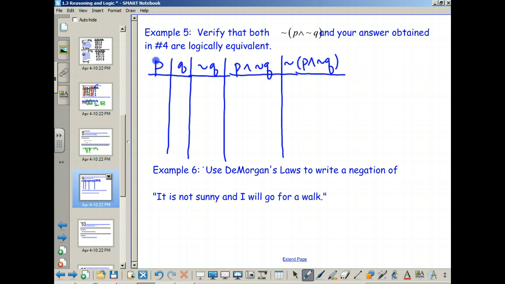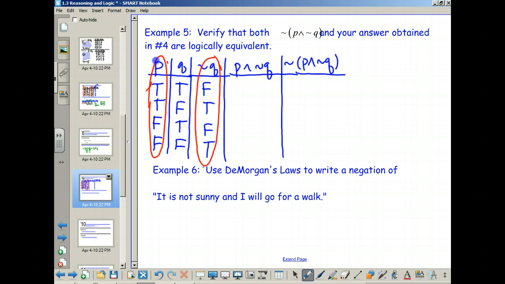All right, so what goes in the P column? True, true, false, false. What goes in the Q column? True, false, true, false. What goes in the tilde Q column? False, true, false, true. So far that's exactly like every one of those we've done, right? And then we had a negation to do. Now I need to compare P and tilde Q. So here's P, and here's tilde Q. So these are the columns I'm comparing, and I have an and statement to make with them.